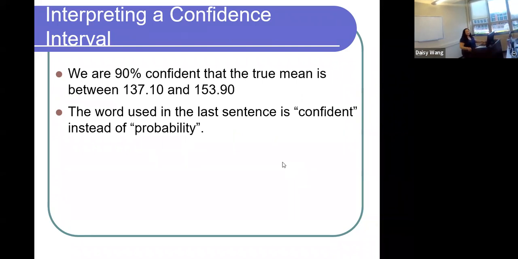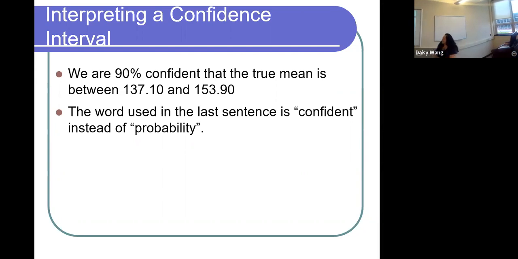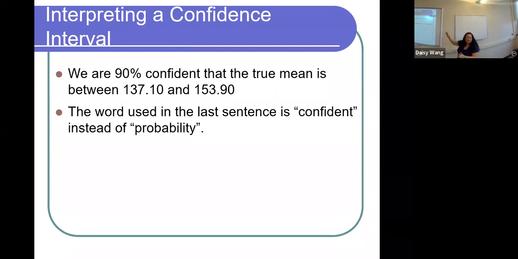So in this case, we are 90% confident that the mean should be between 137.1 to 153.9. Okay, and we use confident instead of there's 90% possibility. So it's just wording, but we could say there's 90% possibility, but it's probably better to say 90% confident, okay? Because depending on the sample size, the bigger your sample size is, your 90% confident is more accurate. Okay, yeah.